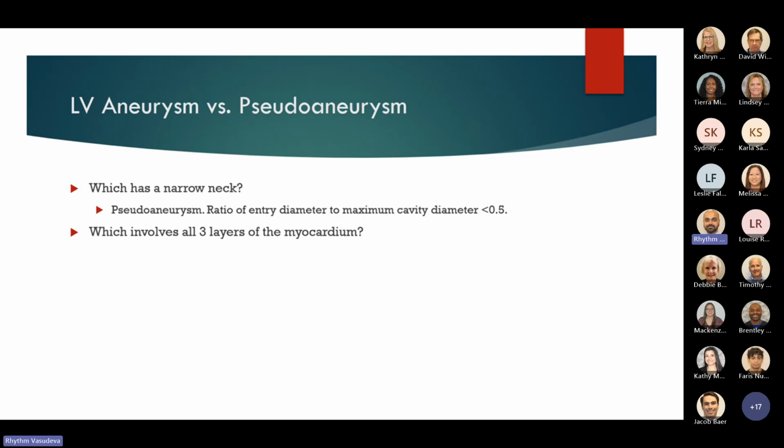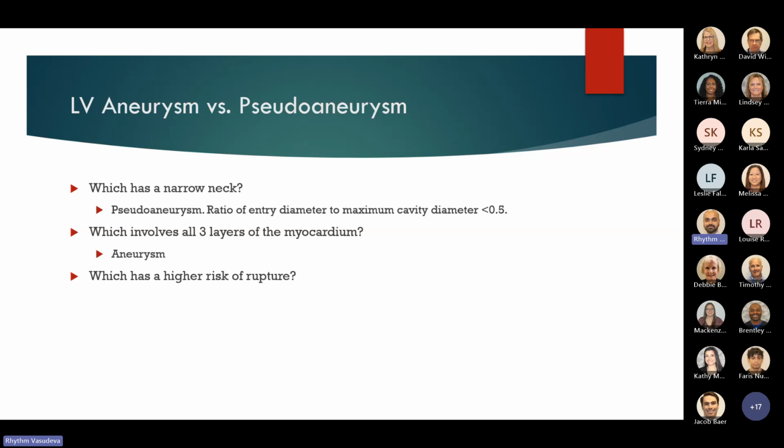Which one involves all 3 layers? And that becomes important for risk of rupture. So the aneurysm is basically the heart remodeling and scarring out. What a pseudoaneurysm really is, is a contained rupture. So you think of it like all 3 layers of the heart are separated, and the only thing keeping that rupture in place is your pericardium. So the one that involves all 3 layers, I guess it depends how you look at it, in terms of the aneurysm, would be the aneurysm.